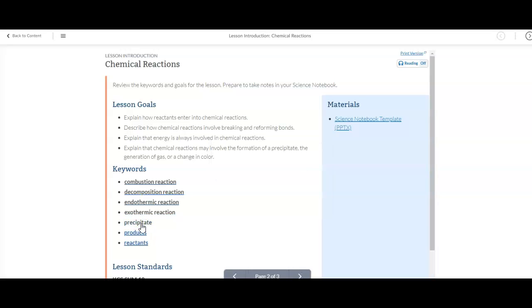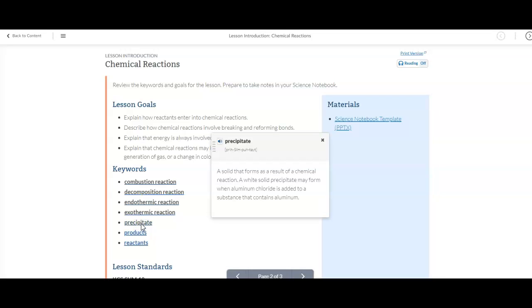A precipitate, this is something that's kind of hard to wrap your head around. It is a solid that forms as a result of a chemical reaction. So a white solid precipitate may form when aluminum chloride is added to a substance that contains aluminum. So this part is really just an example. The definition you need is a solid that forms as a result of a chemical reaction.